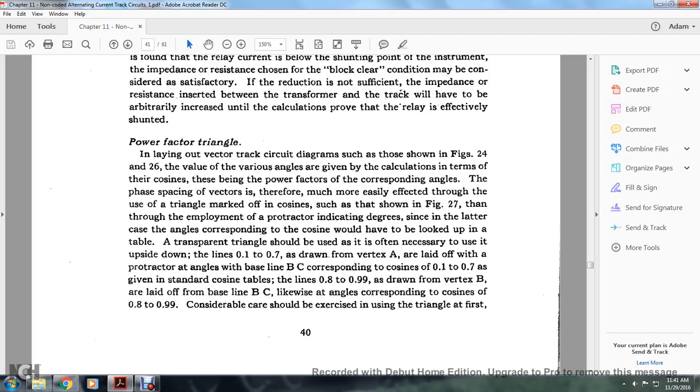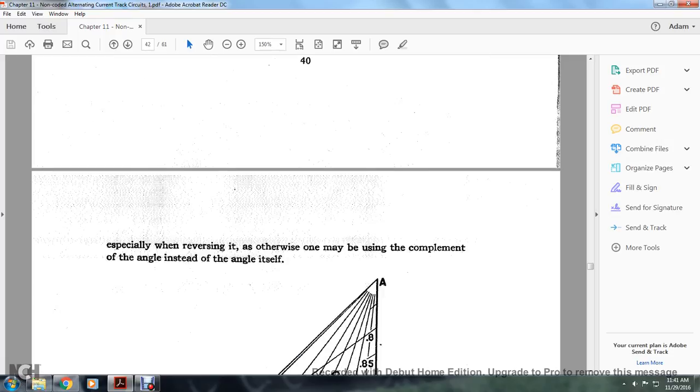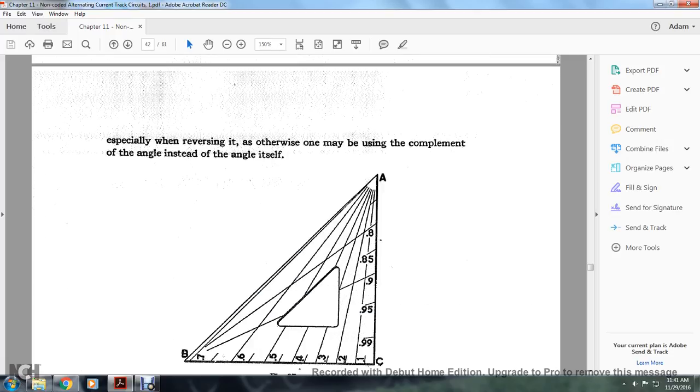The transparent triangle should be used, as it is often necessary to use it upside down, with lines of 0.10 and 0.7 as drawn, with the vertex A laid off with the protractor of the angles with the baseline BC, corresponding with the cosines 0.10 and 0.7 as given in the standard cosine table, to 0.8 of a tenth to 0.99 hundredth, as drawn with the vertical B and laid off with the baseline BC lines. Likewise for the angles corresponding with the cosines 0.8 of a tenth to 0.99 hundredth. Considerable care should be exercised using the triangle at first, especially when reversing it. Otherwise, one way may be using the complementary angles instead of the angles themselves.